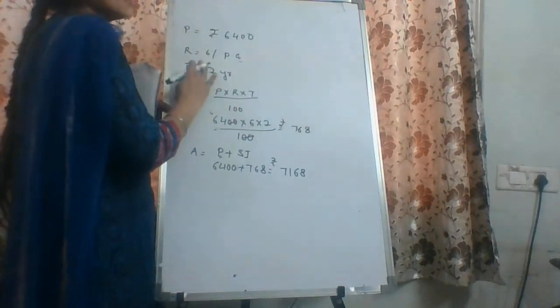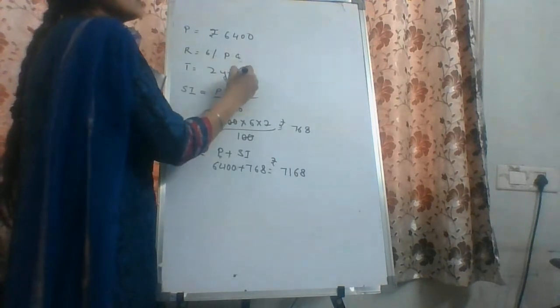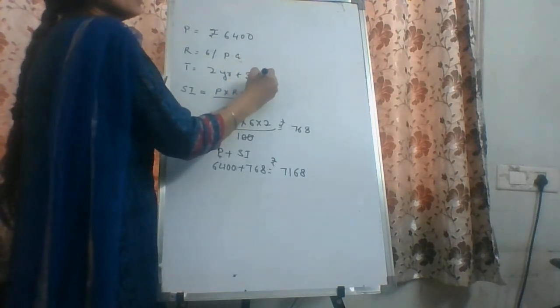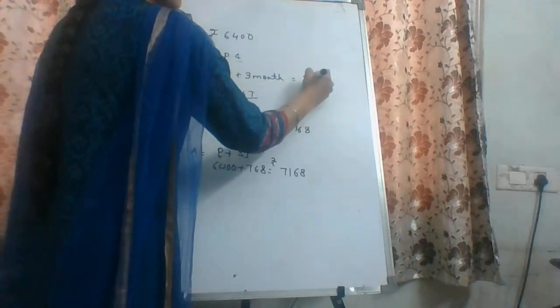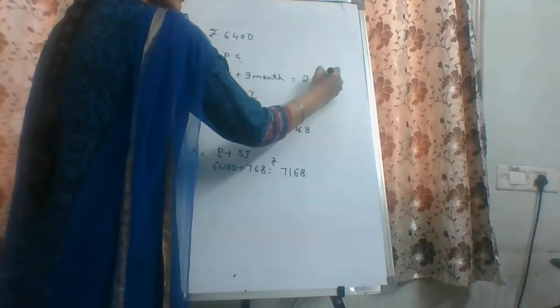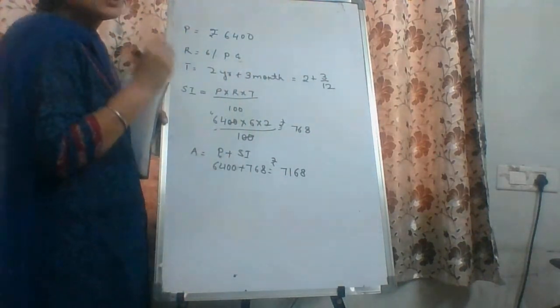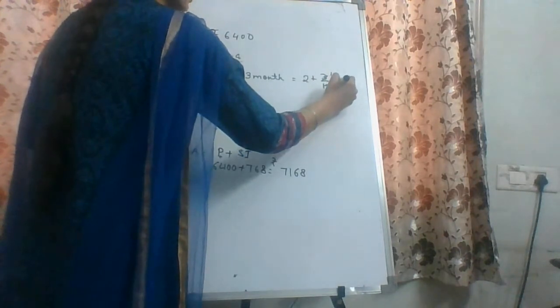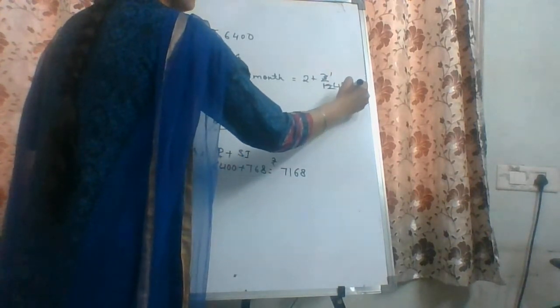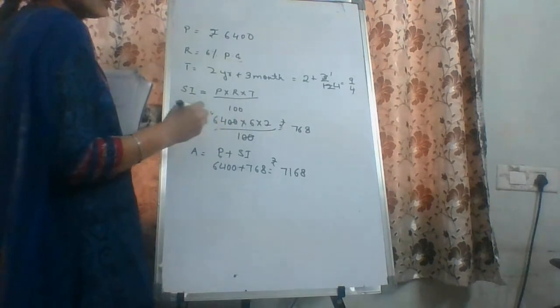Suppose it is 2 years 3 months, then your time will change to 2 plus 3 months, which can be written as 3 upon 12 year because in 1 year there are 12 months. This is 1 upon 4. This is equal to 9 upon 4. Then your calculations will also change.